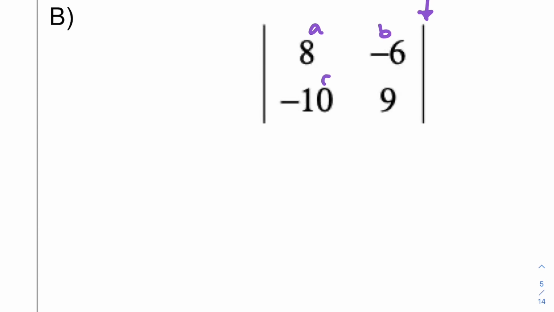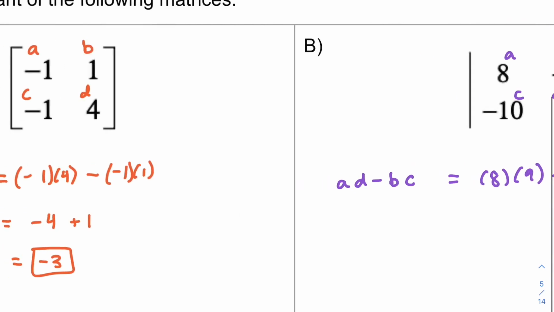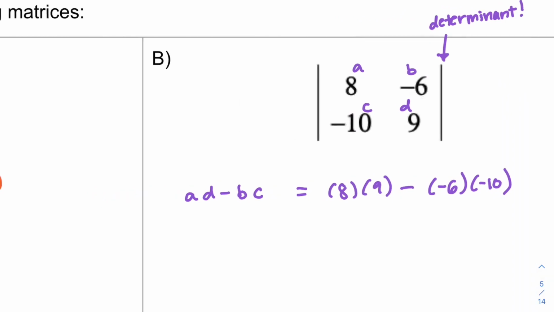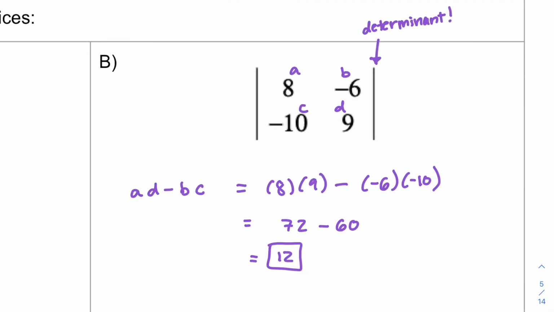So again, you need to find what's in the A, B, C, and D position, and then you're going to find A times D minus B times C. So I'm going to have 8 times 9 minus -6 times -10. Oops, sorry, then I can simplify. So 8 times 9 is 72 minus, and those would give me +60, so -60. So the determinant would be 12. So again, since the determinant is not 0, an inverse exists, which is one of the reasons why we find determinants in the first place.